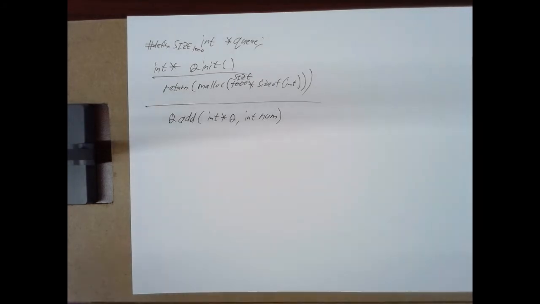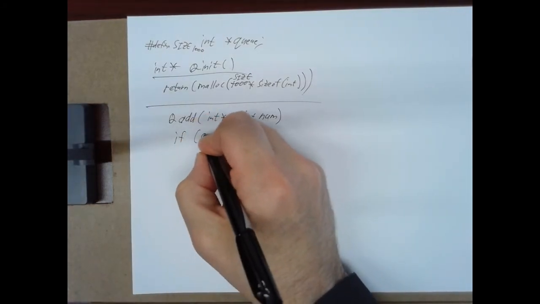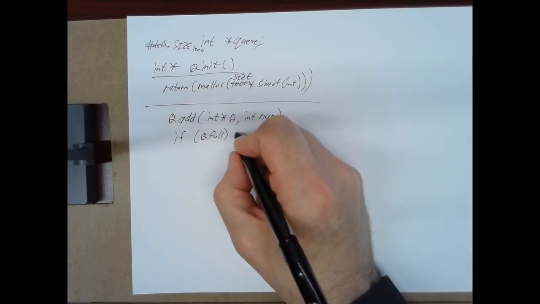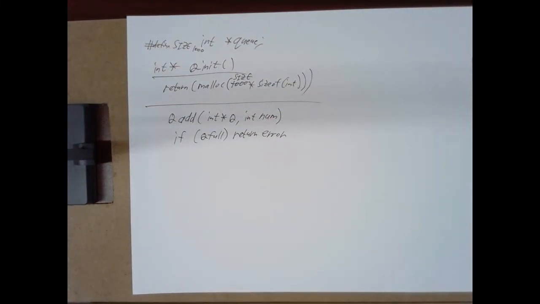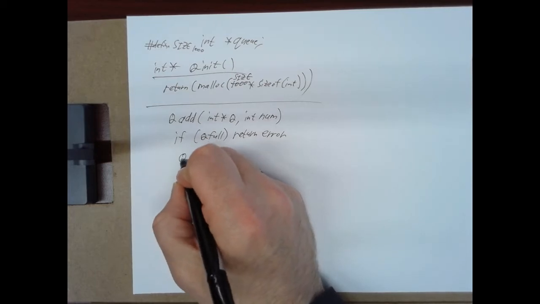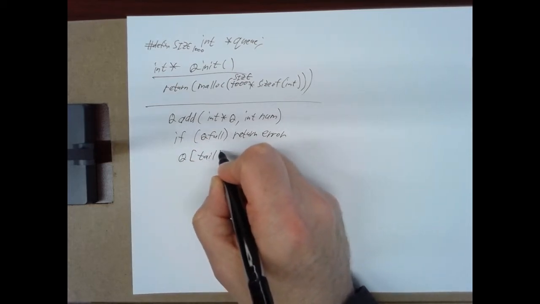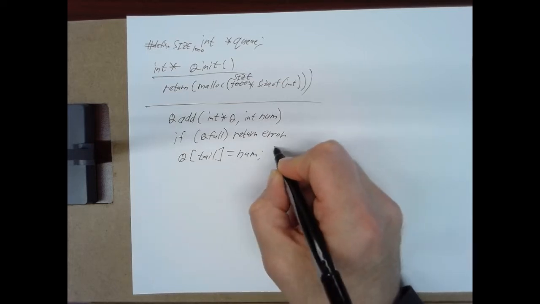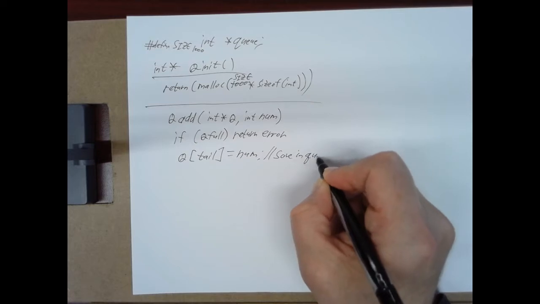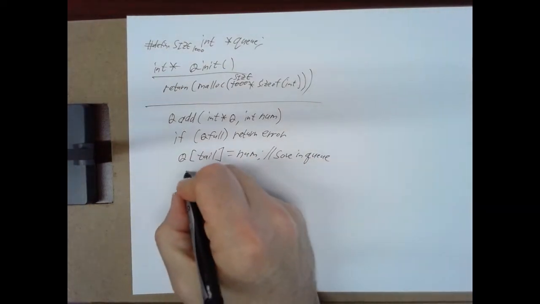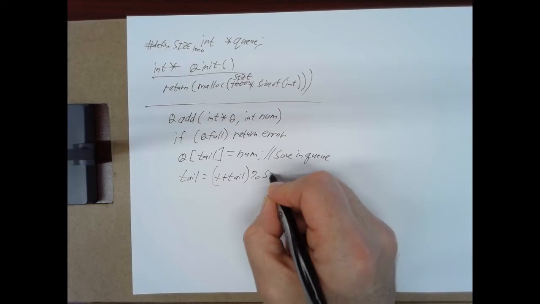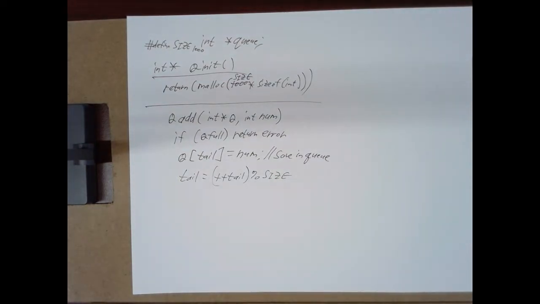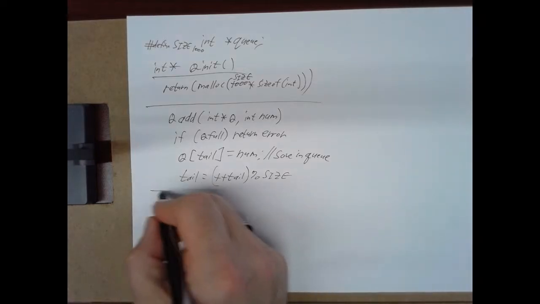So how do we do queue add? So see if the queue is full. If it is, some kind of error response, either return a value or set a flag or something. If it's not full, then queue bracket tail equals num. So save your number. And then increment the tail, reduce it modulo the size of the queue. And that's your whole add routine.